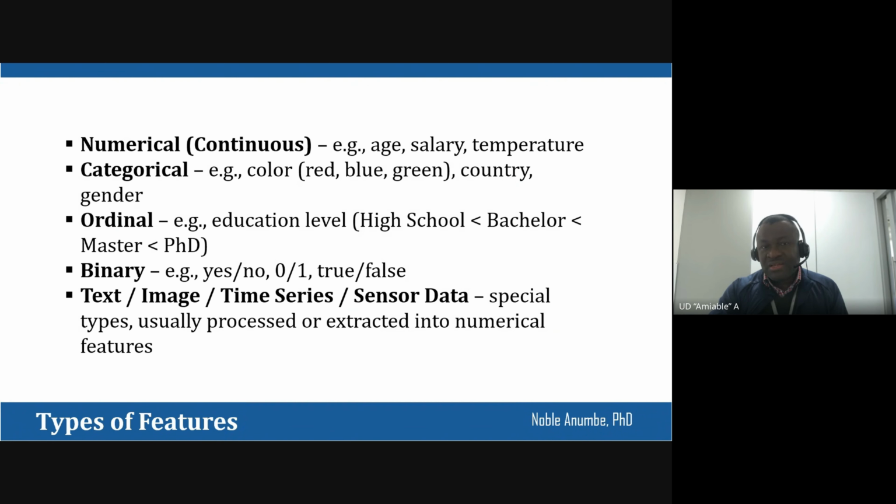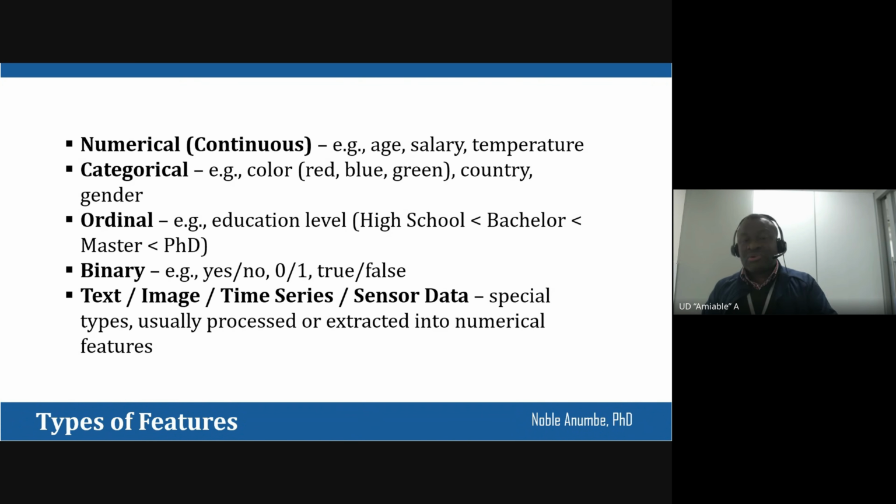Numerical data, which is like your age, salary, temperature. These are just continuous data, right? And then you have categorical data where you put things in categories: red, blue, green, country, gender, all of these things are in different categories. And then we talked about ordinal data, which is data used to demonstrate things that are in step by step increasing progression, e.g., high school, bachelor's, master's, PhD. And then we talked about binary data.